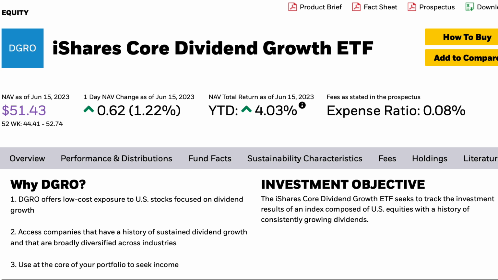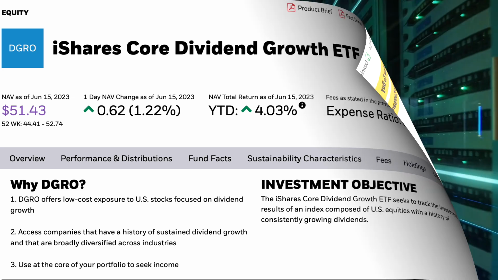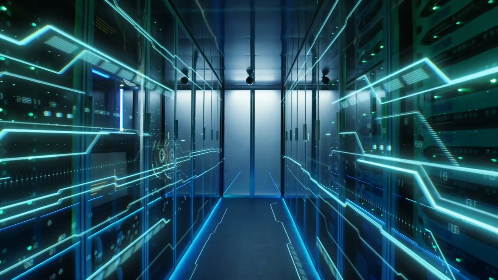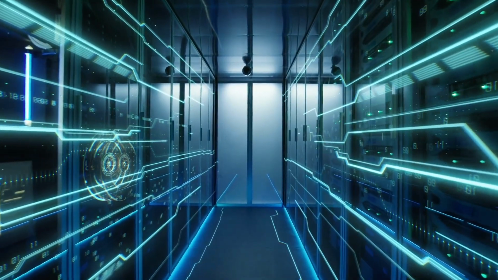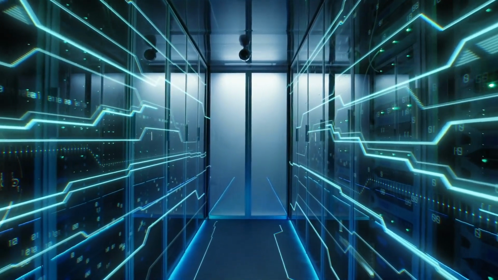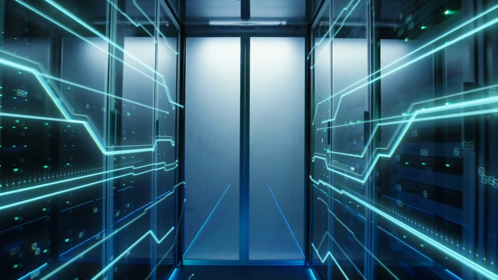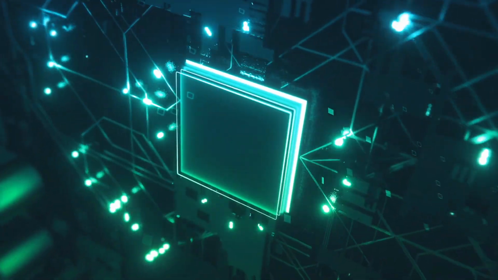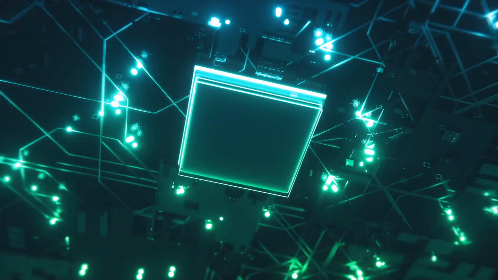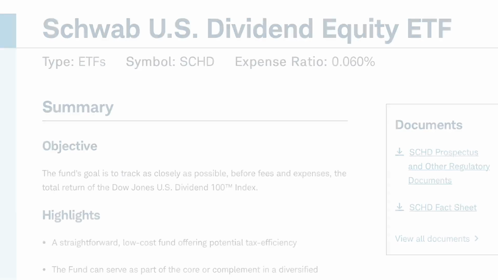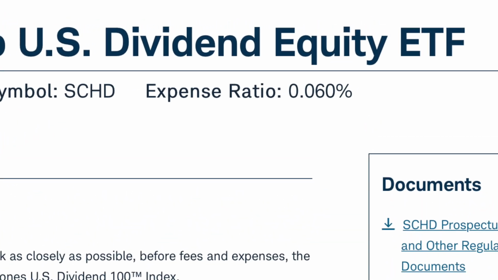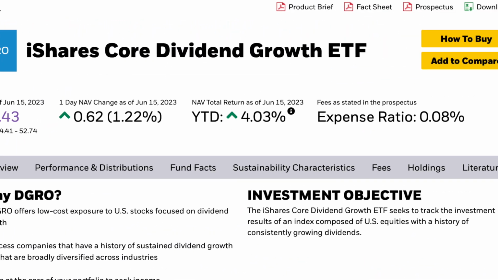Now that we have a brief understanding of each fund's objectives, let's dive deeper into their key features and talk about some of the similarities and differences. Let's start with the similarities. Both ETFs have significant assets, ample liquidity, and are focused on dividend growth. They both track an index that follows a rules-based approach to select constituent stocks. Both SCHD and DGRO have very small expense ratios compared to industry averages. SCHD has an expense ratio of 6 basis points, while DGRO's expense ratio is 8 basis points.